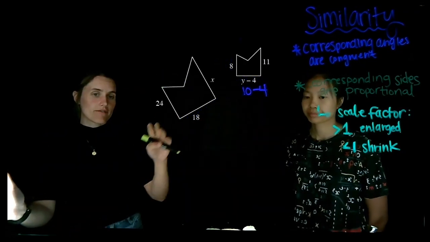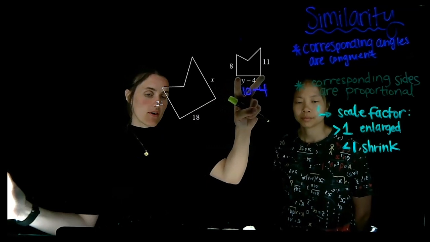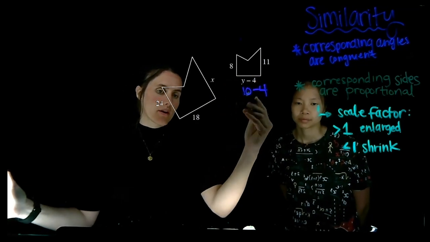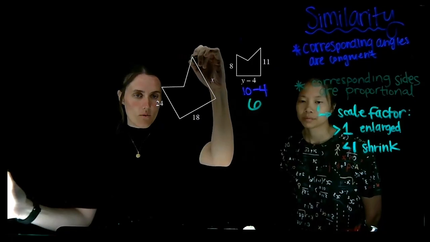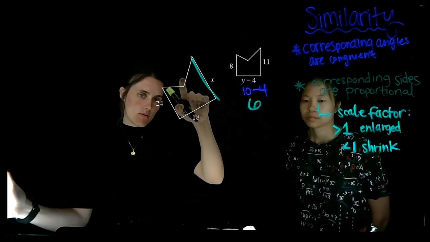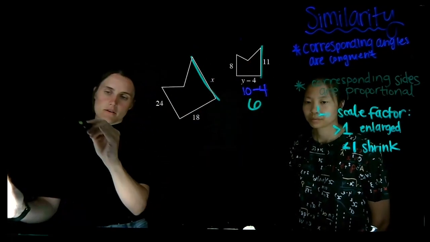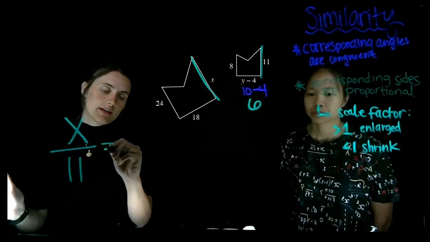So now let's see if we can figure out what x is. We now know that this side is 10 minus 4, which is 6. So we could use this side if we want to. First, let's figure out what side corresponds with x. Well, x corresponds with 11. So I'm going to write that over here. X over 11 is going to equal.